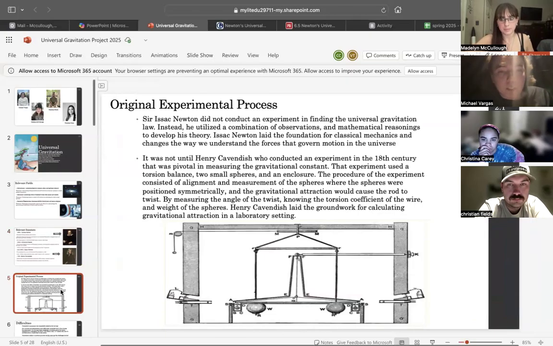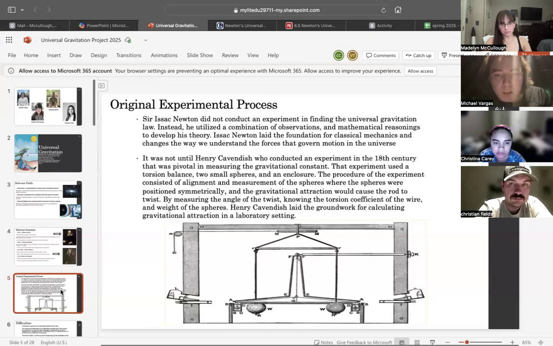My name is Michael, and I will be going over major objectives 2 and 3. 2.1 Original experimental process. Sir Isaac Newton did not conduct an experiment in finding the universal gravitation law. Instead, he utilized a combination of observation and mathematical reasoning to develop his theory.